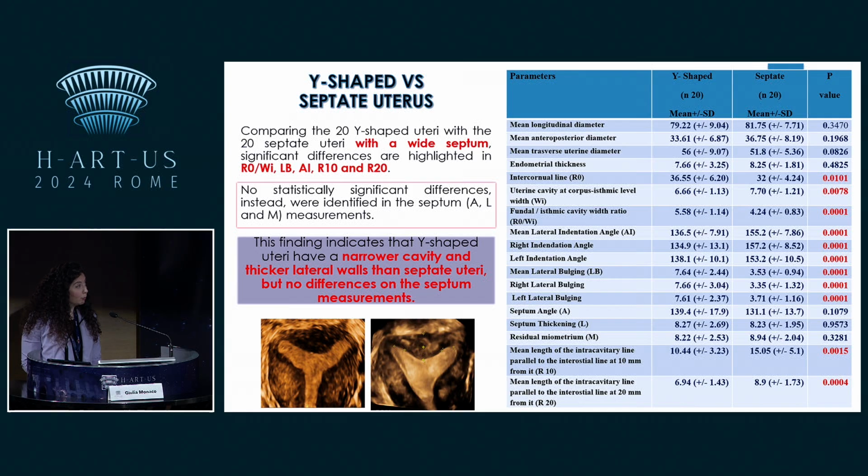So, comparing the 20 Y-shaped uteri with the 20 septate with a wide septum, significant differences are highlighted in the cavity measurements, so in the ratio, in the lateral bulging, in the indentation angle, and in the rule of 10. And no statistically significant differences emerged in the septum measurements. And these preliminary findings indicate that Y-shaped have a narrower cavity and thicker lateral walls than septate uteri, but no differences in the septum.